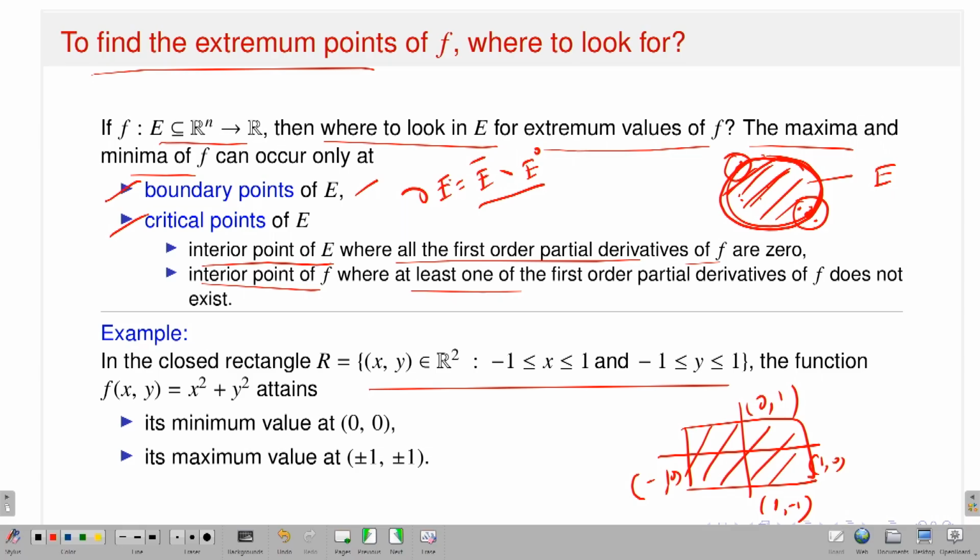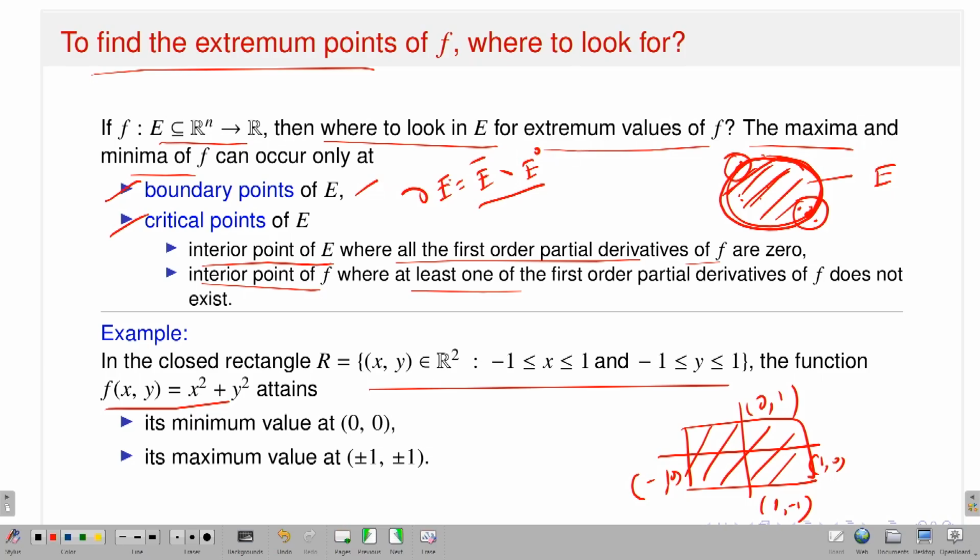Now I want to find the points where it attains, suppose, maxima and minima. Of course it attains, because what is your function f? f is x square plus y square. It's a very nice polynomial function. And what is your domain? Domain is a closed and bounded set, that means it's a compact set. So maximum and minimum exist. I confirm that yes, maximum and minimum exist because I have a continuous function, and wherever it is defined, in that closed rectangle, it is a compact set. Therefore, maximum and minimum exist.